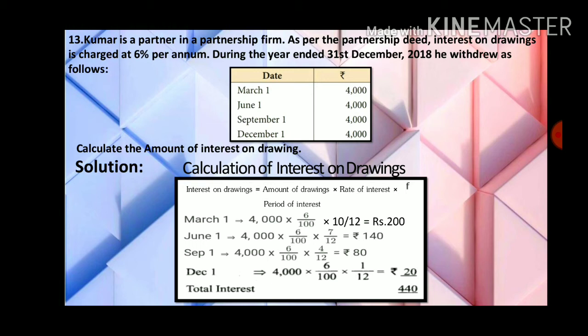Then the last one, December 1 taken 4000 rupees into rate of interest 6 by 100, 6%, into 1 by 12. See, December to December, so there is no other month, only one month, so it becomes 1. So 1 by 12. So 4000 into 6 by 100 into 1 by 12. 1 by 12 is December to December. So only 1 month period of interest. So we get 20. So total interest on drawing 440.